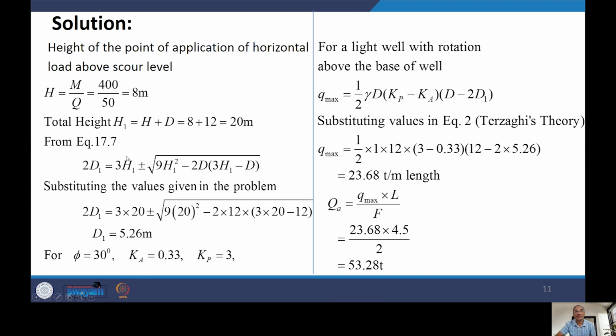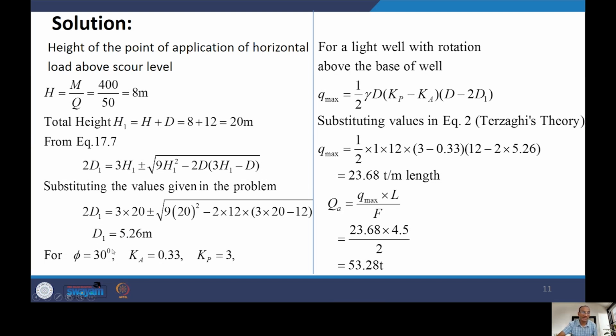And from equation 17, which we have already discussed in theory, using this equation, you can find the value of d1. Twice d1 can be calculated from this relation, where 3H is 20 meter, 9H square minus 2D, 3H minus, where D is the depth of the valve. Capital D is not the diameter of the valve, rather it is the depth of the valve. So once you substitute these numbers here, you find that d1 is 5.26 meter, positive sign.